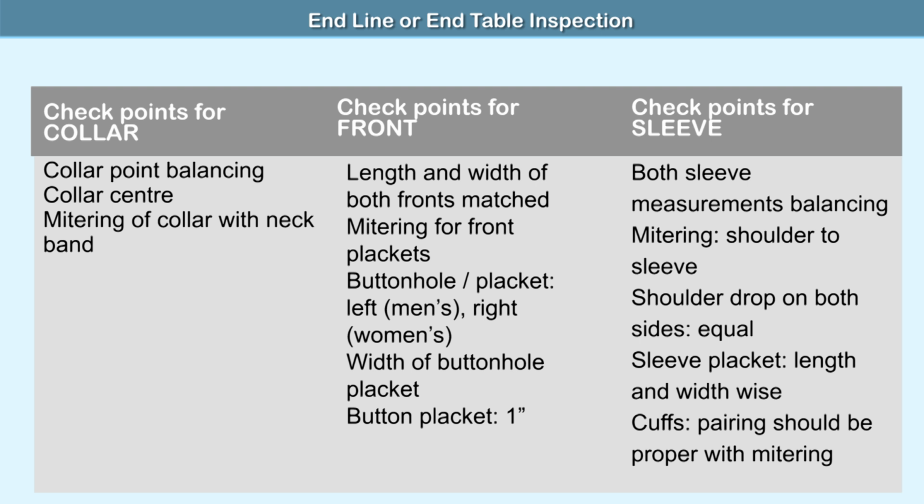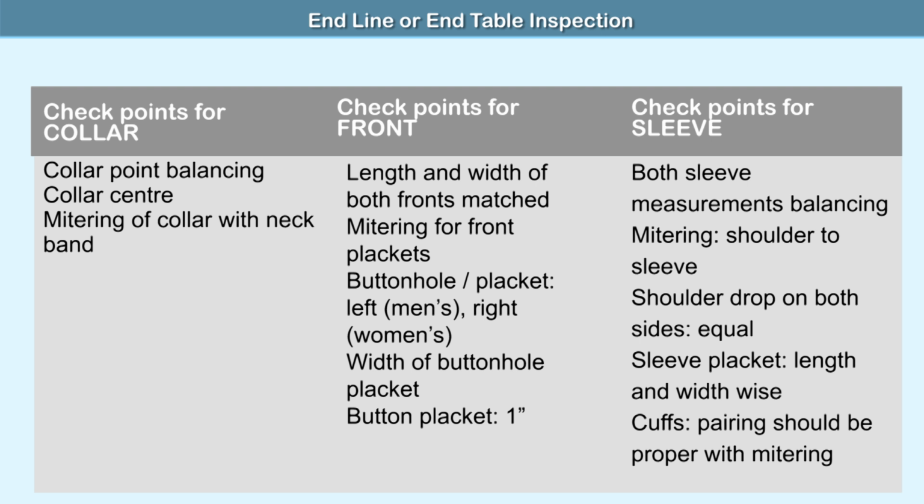Checkpoints for front, length and width of both fronts matched. Mitring for front plackets. Buttonhole placket, left men's, right women's. Width of buttonhole placket 1 1/4 inch, equal to 2.5 centimeter to 3 centimeter. Button placket 1 inch.